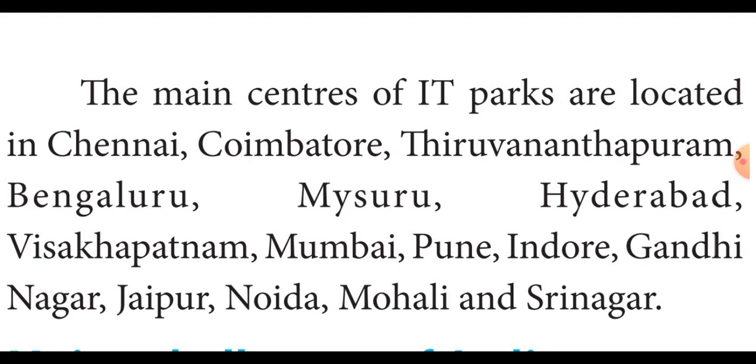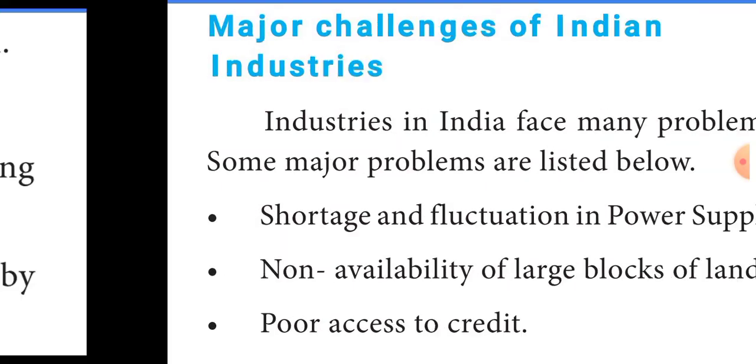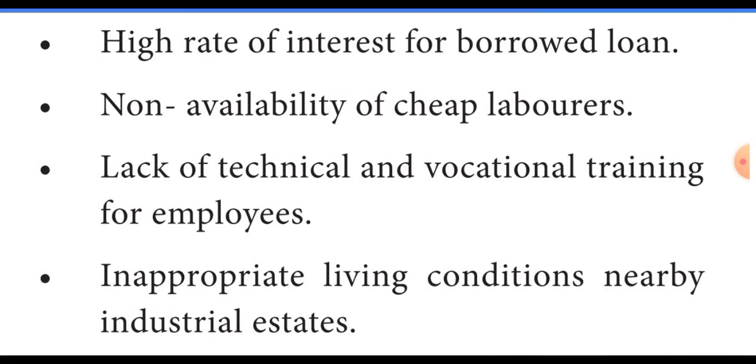Okay, then finally we learned about major challenges of Indian industries. What are the problems faced by Indian industries? First, shortage and fluctuation of power supply, then non-availability of large blocks of land, poor access to credit, high rate of interest for borrowed loans, non-availability of cheap labor, lack of technical and vocational training for employees, and inappropriate living conditions nearby industrial estates. These are the problems faced by Indian industries. Okay, can you understand, students?